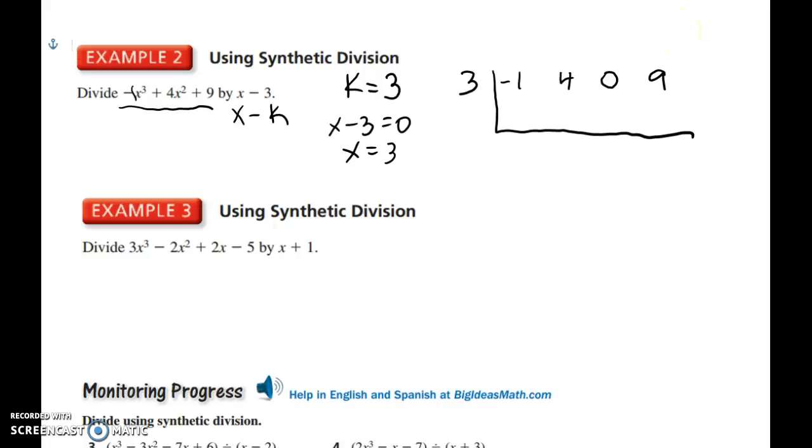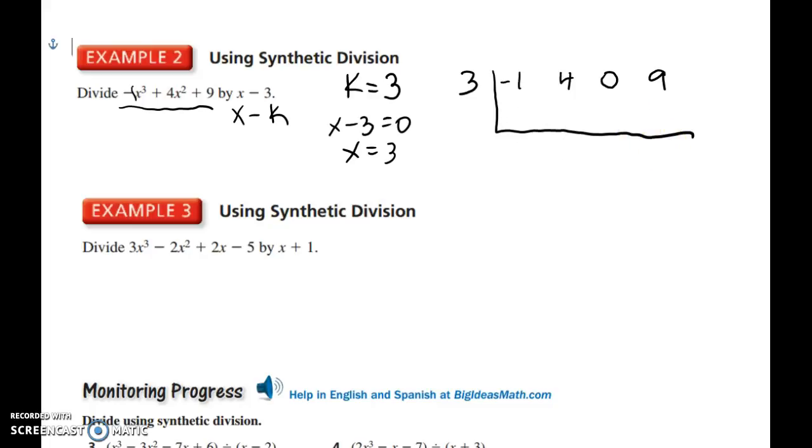To begin the problem, you first carry down the first coefficient, and then you multiply the divisor by the number down at the bottom. So we're going to do 3 times -1, and you write that number right below the 4. Then you add 4 plus -3. You add down. Then multiply 3 times the number you just wrote, which would be 3, and again add down. 0 plus 3 is 3. Multiply 3 times the 3 and get a 9. Then add down, which is 18.